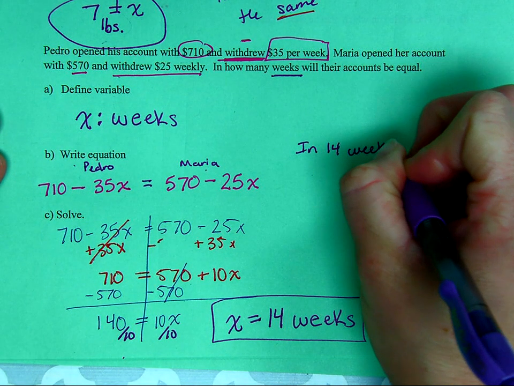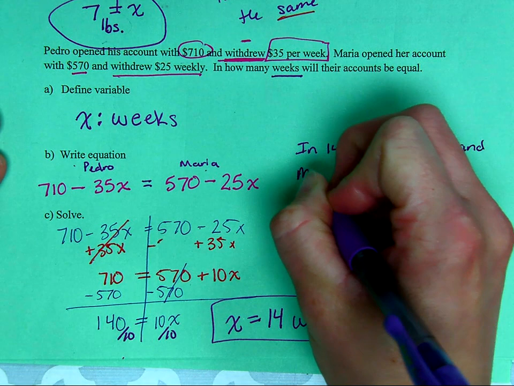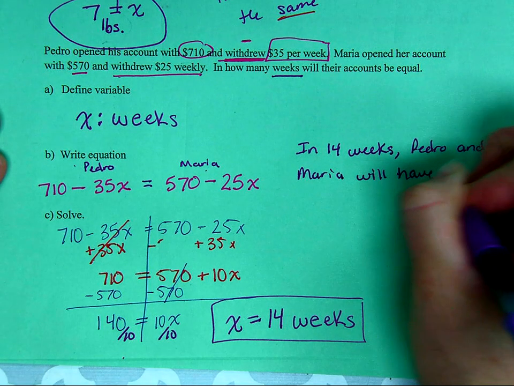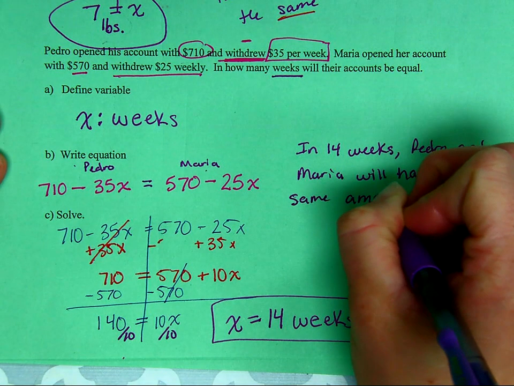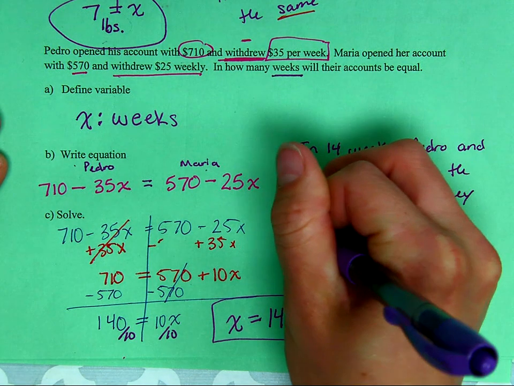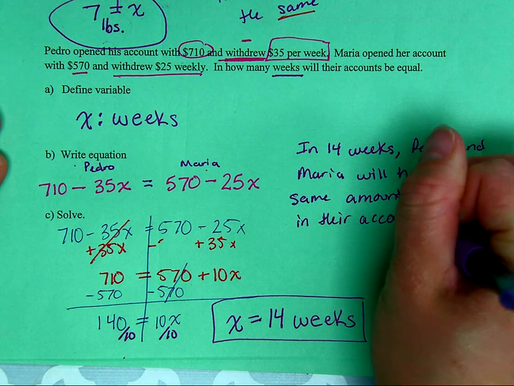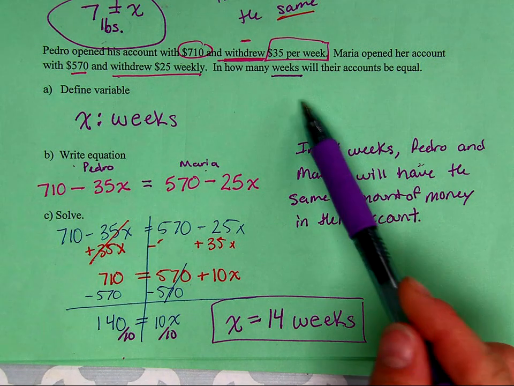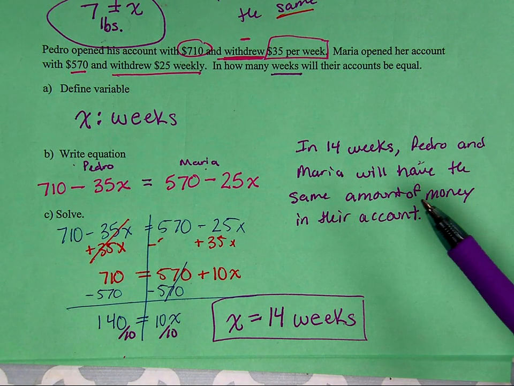Okay, so in 14 weeks, Pedro and Maria will have the same amount of money in their account. You don't have to write this, it's just putting more meaning to our answer. So how many weeks until their accounts will be equal? 14 weeks, their accounts will have the same amount of money in them.